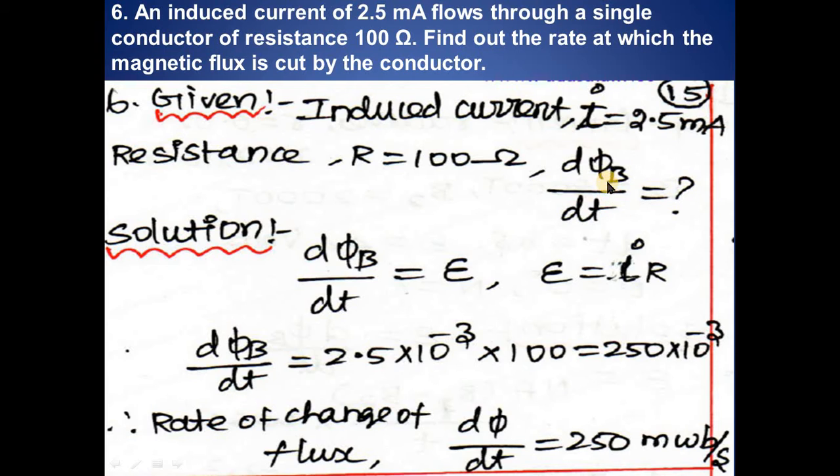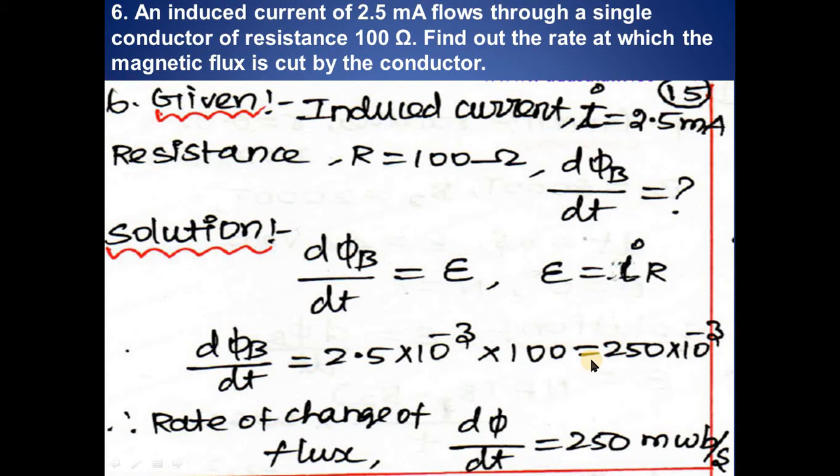So that means magnetic flux is cut by the conductor. d phi B divided by dt is equal to epsilon. Already we know the formula for Ohm's law: epsilon is equal to IR. So here d phi B divided by dt is equal to IR. I is nothing but 2.5 into 10 power minus 3. R value is 100, which is written as 10 square. 10 power minus 3 into 10 square is nothing but 10 power minus 1.